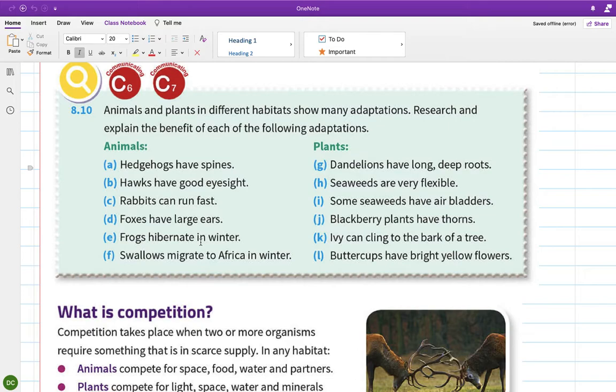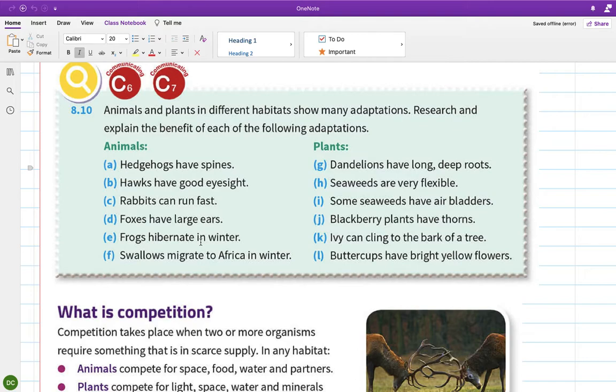Why do hedgehogs have spines? Why do hawks have good eyesight? How come rabbits can run fast? Why do foxes have large ears? On the plant side, dandelions have long, deep roots. Seaweed is very flexible. Some seaweeds have air bladders. So there's lots of different adaptations there, and the research question here is why.